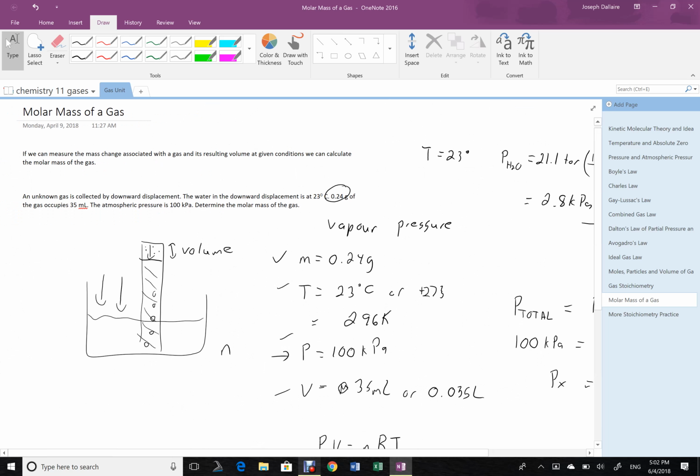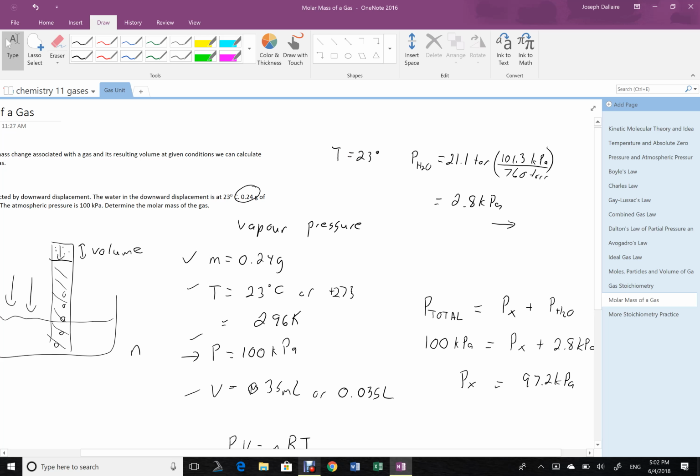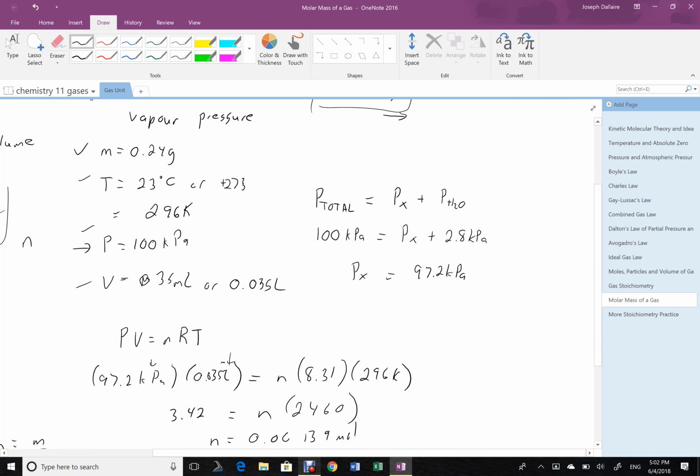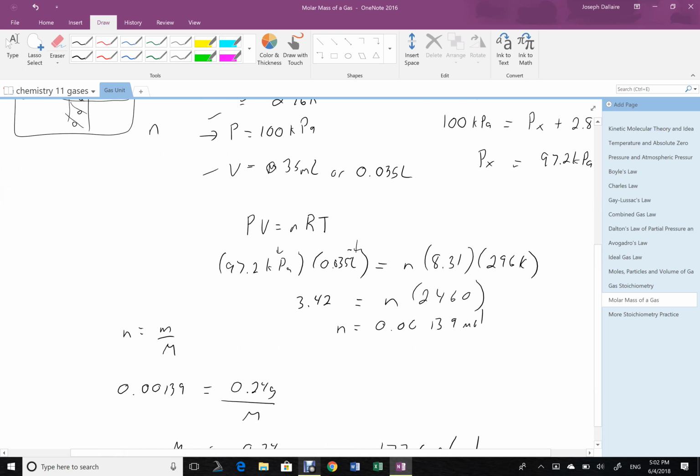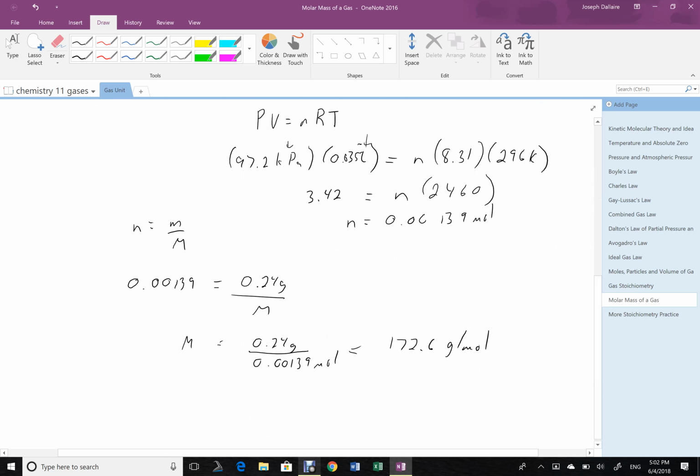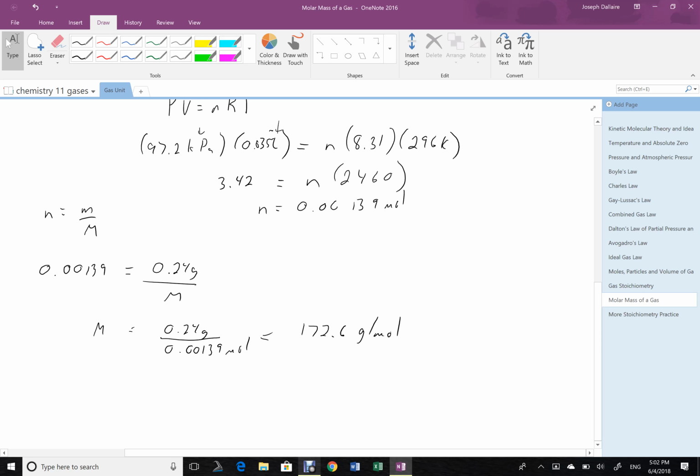So again, I took some sort of graduated cylinder, I released gas into it. That gas, along with water vapor, occupied a certain volume. I took out the pressure of the water vapor using a water vapor chart. I saw what pressure was left over. I used my pressure, volume, and temperature to predict moles. Given my mass and my moles, I was able to isolate for my molar mass.